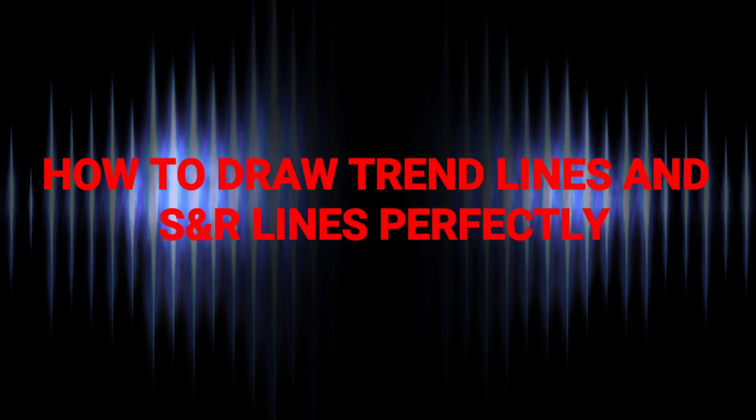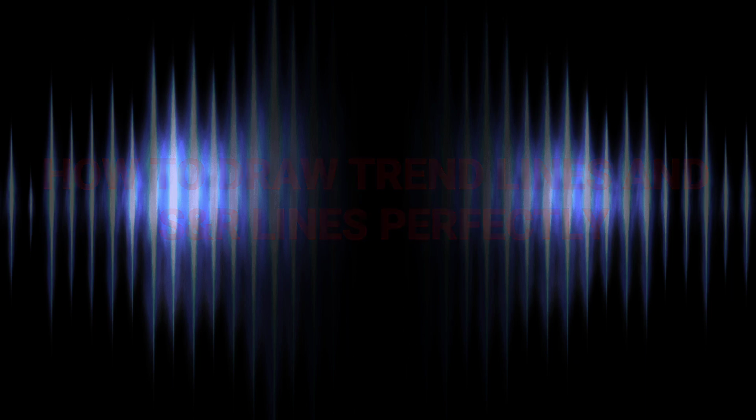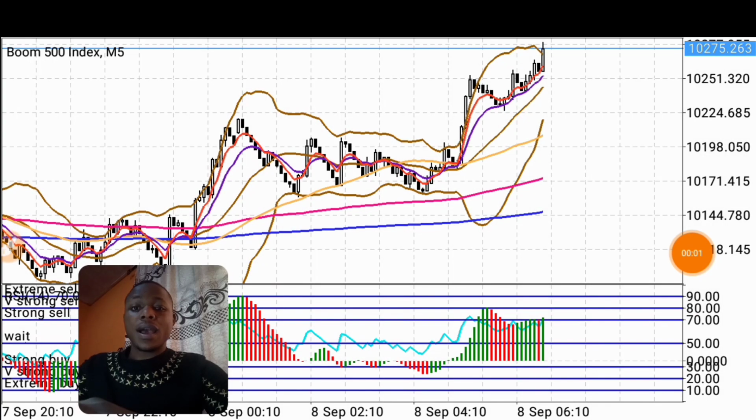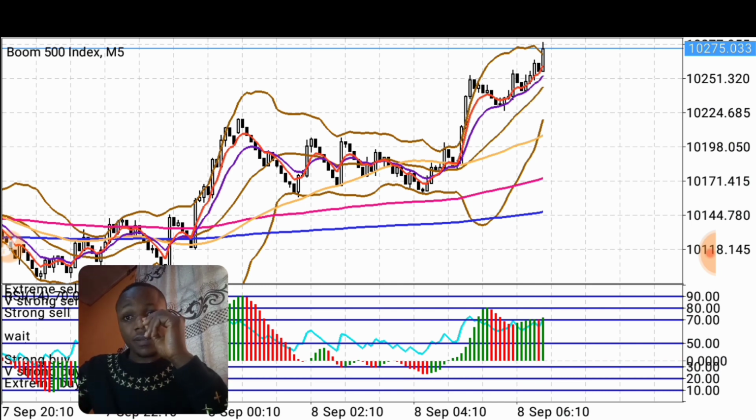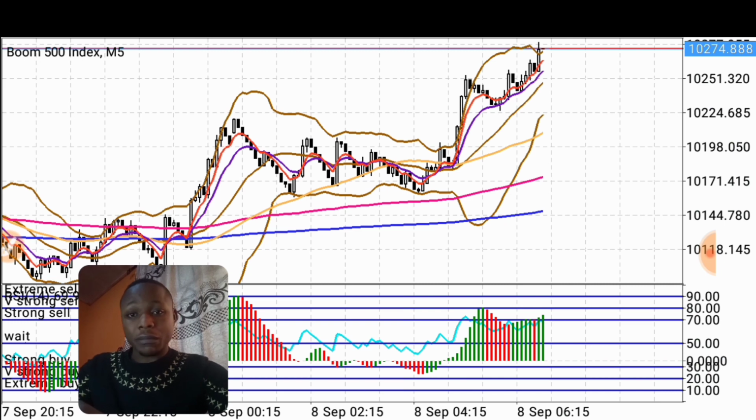How to draw trend lines and support and resistance lines perfectly. How to draw support and resistance lines and trend lines. Trust me, this is the main tool I use. All the ones I've taught you earlier, I only use those strategies for confirmations after drawing my trend lines.